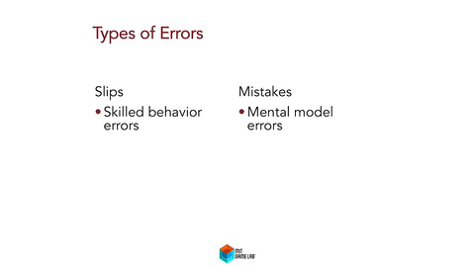Now, one thing that you're going to be keeping your eye out for when you're designing for usability are errors, mistakes that people are making. But I want to clarify there are two different kinds of errors, and mistakes are only one of them. Slips are skill behavior errors. Someone who knows what they want to do and accidentally did the wrong thing.